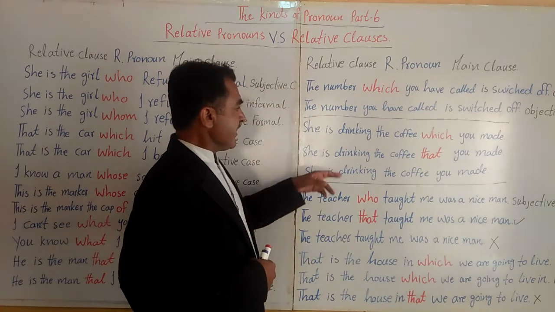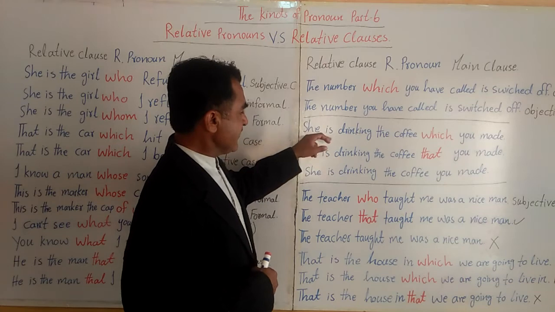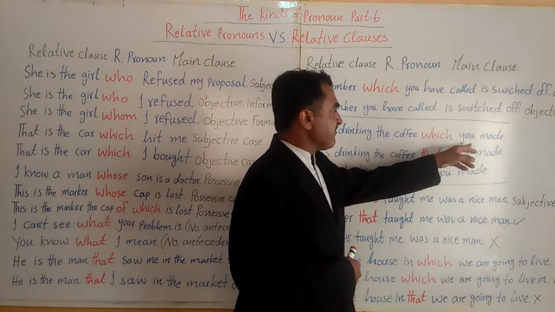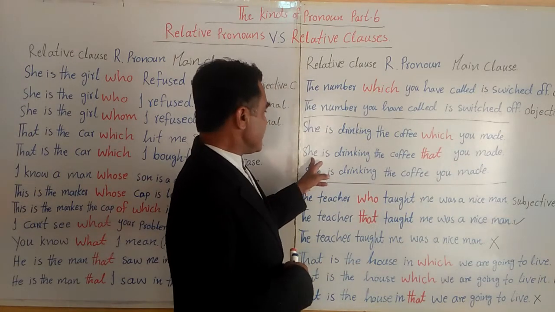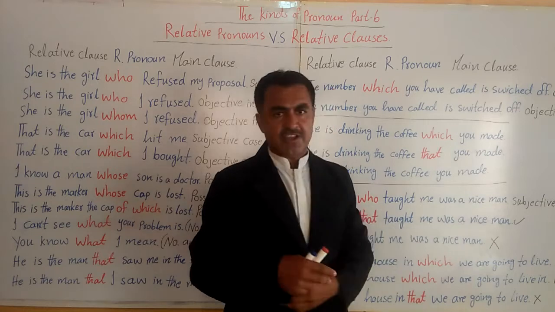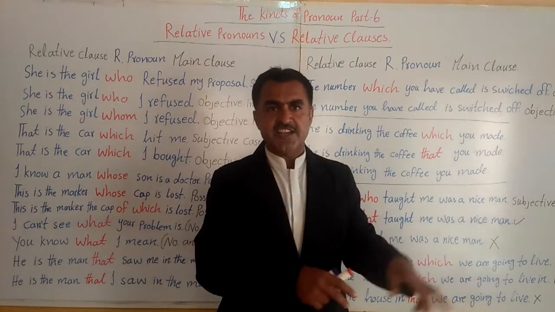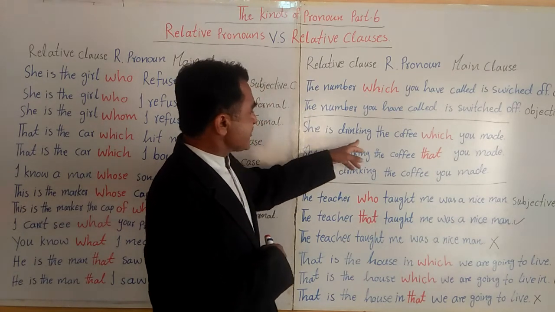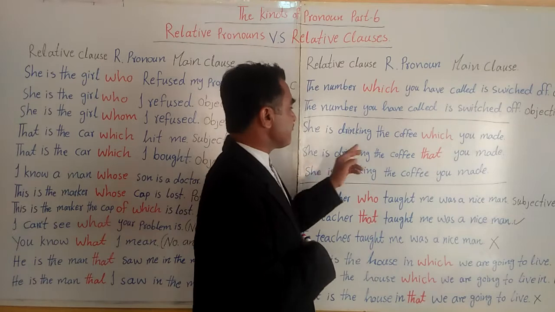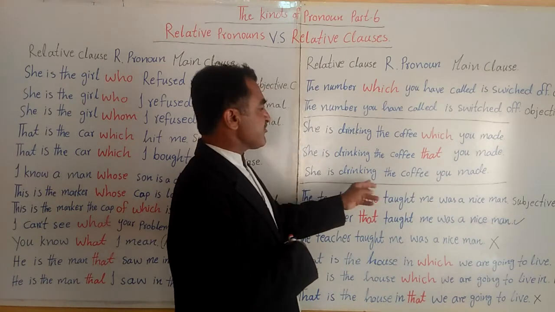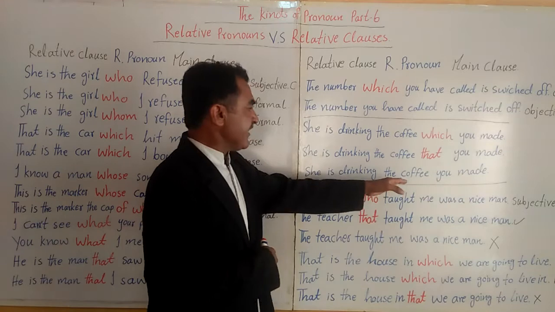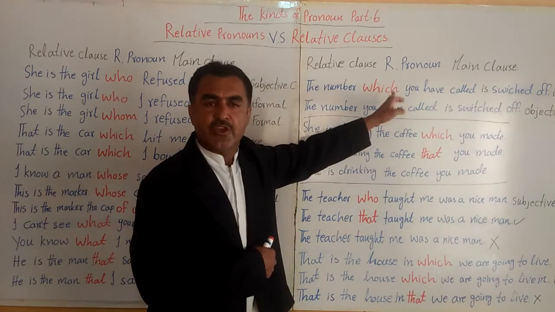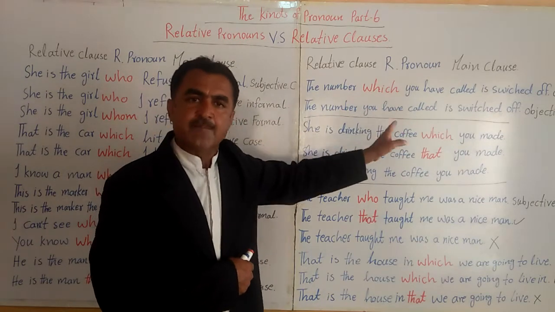Now you can see these objective cases. She is drinking the coffee which you made. She is drinking the coffee that you made. That can be used in place of which also. She is drinking the coffee you made. Now here there is no relative pronoun. Why? Because as I told you before, in objective cases, the relative pronoun can be dropped.